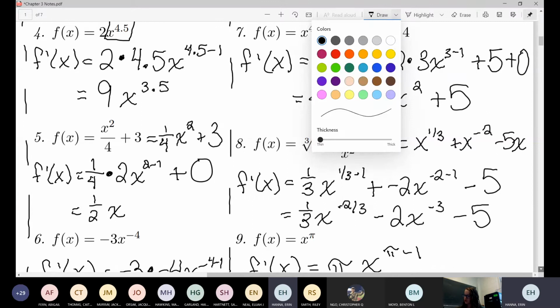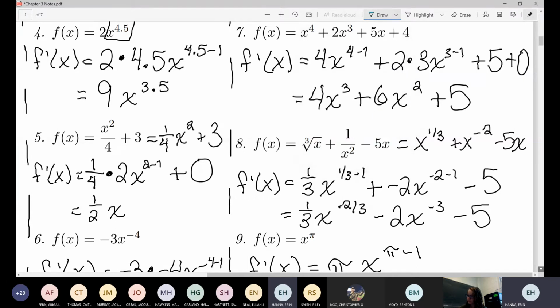First thing we need to do is just rewrite this. Since we have the 3rd root of x, that is equivalent to x to the 1/3. So whenever you have a root, that's equivalent to x to the 1/n. So that's an equivalent statement. Okay, I'll get that in a second, Gwen.